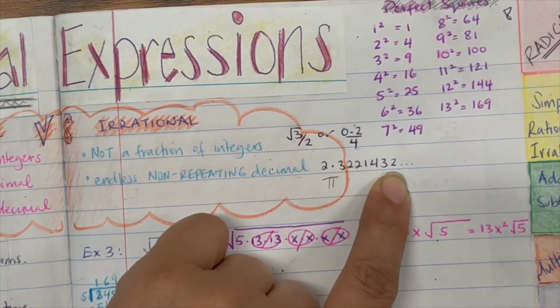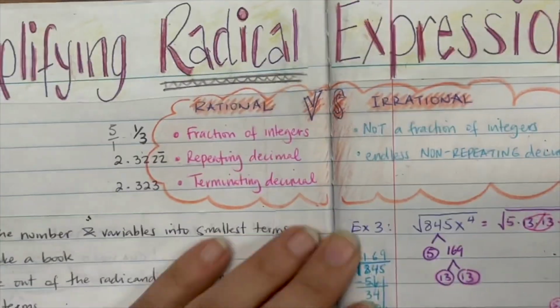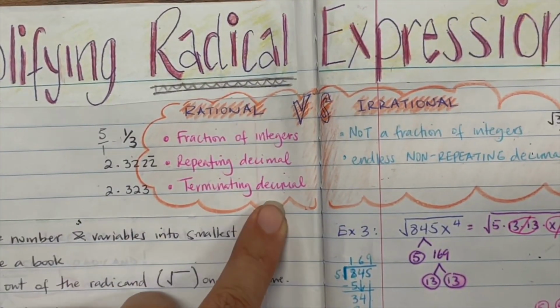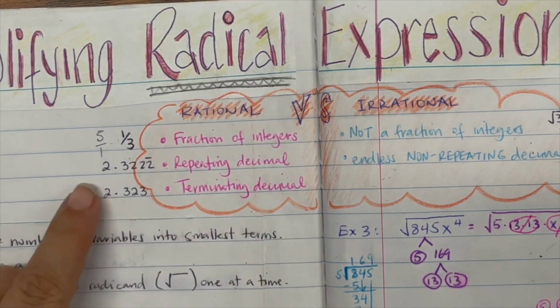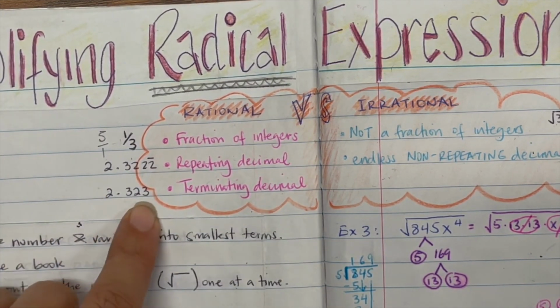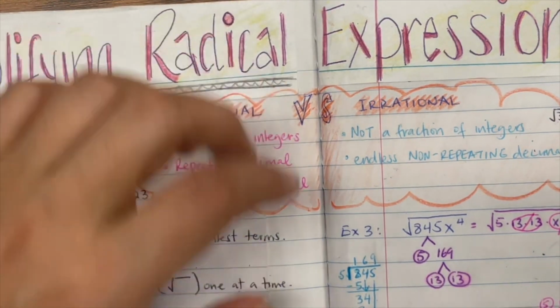2.321432. There's no pattern. It's not repeating. It keeps changing. Okay, that's irrational. And then finally, it can be a terminating decimal, meaning it could be a decimal that's not repeating, but it finishes, right? So 2.323, it's not repeating, but there's an end. All right, so a rational number has these 3 things.